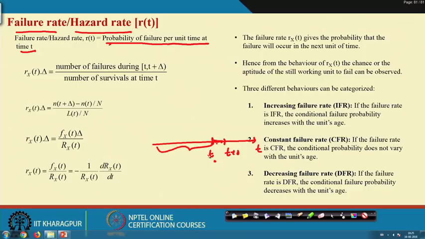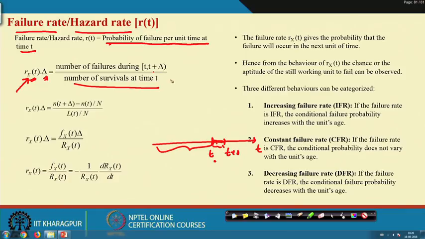So, that can be written like this: we are creating another parameter or another distribution, which is r(t), and if you multiply it by the interval delta, the small unit, then this can be written like this: number of failures during t plus delta by number of survivors at time t. This is known as the instantaneous failure rate, or the hazard rate. Hazard rate means that your component has survived up to time t. Now, what is the probability that it will fail in between t and t plus delta.